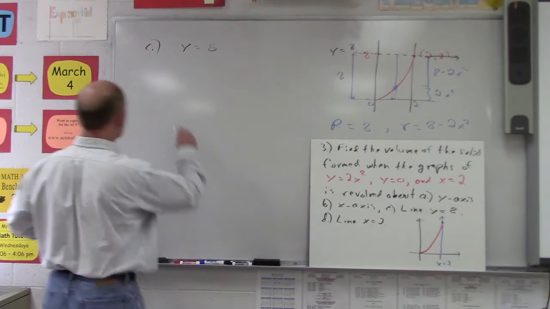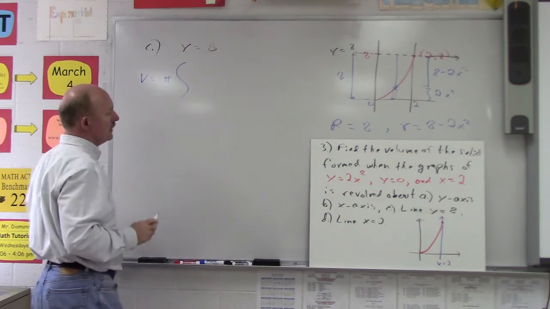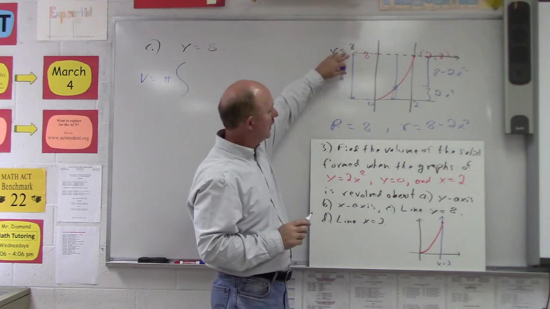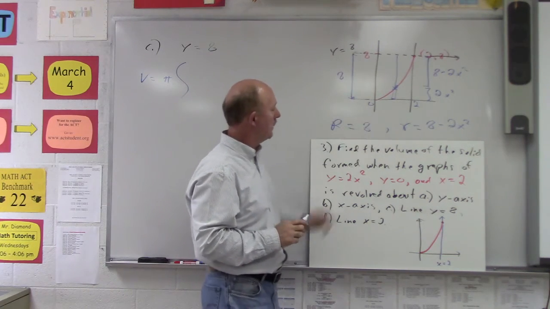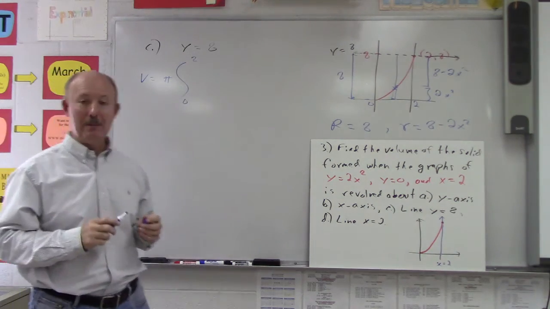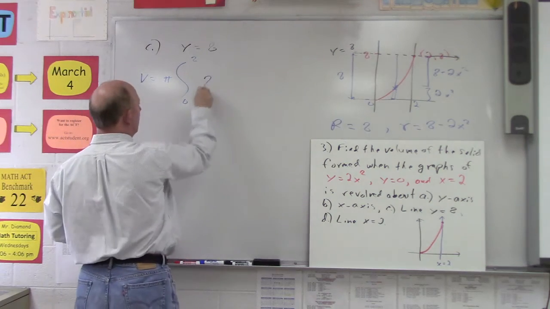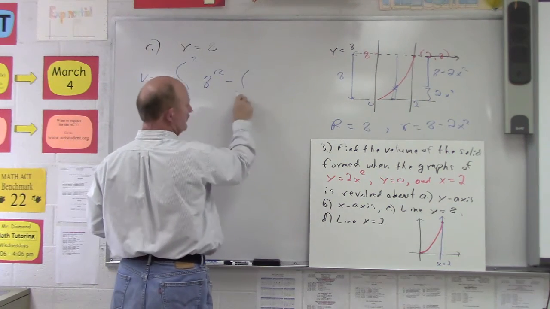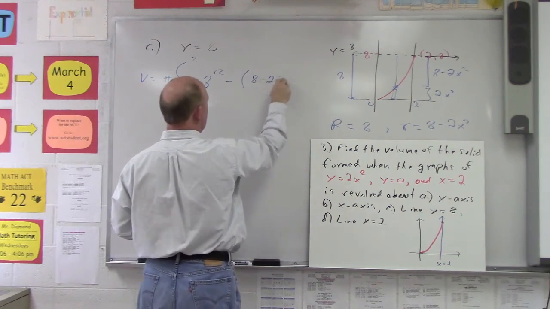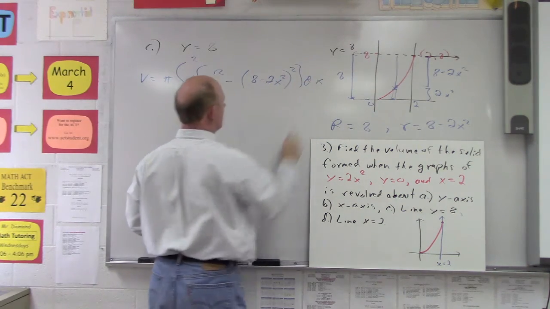So we set up our volume expression now. Our volume is going to be pi integral. Now we're rotating this about a horizontal line, so still with respect to x, 0 to 2. So 0 and 2 will still be our lower and upper bounds here. Now big R squared would be 8 squared, minus 8 minus 2x squared, squared, dx.